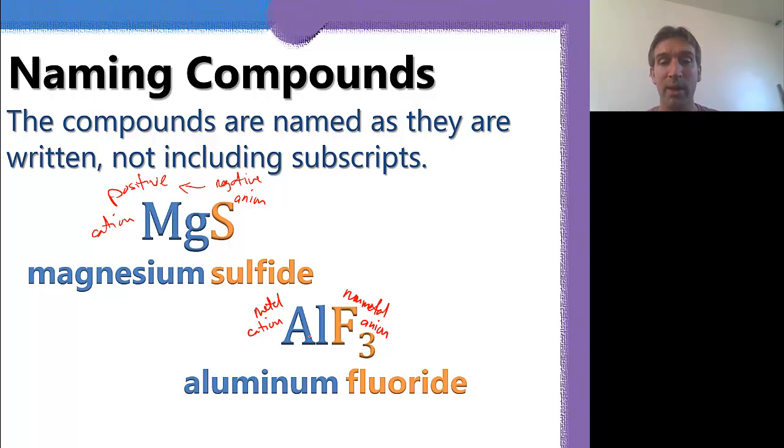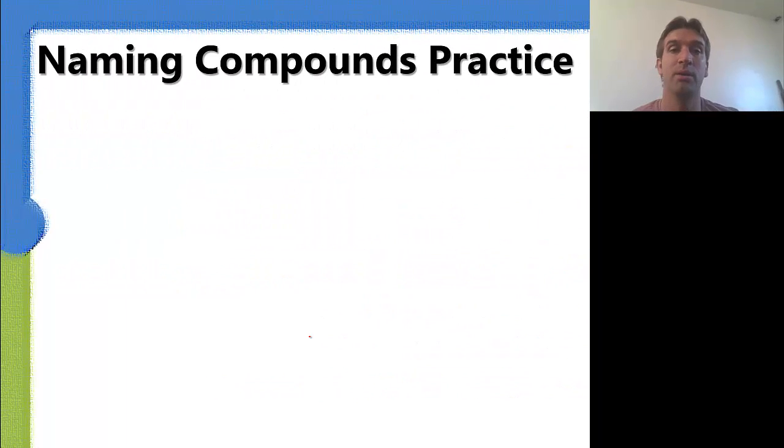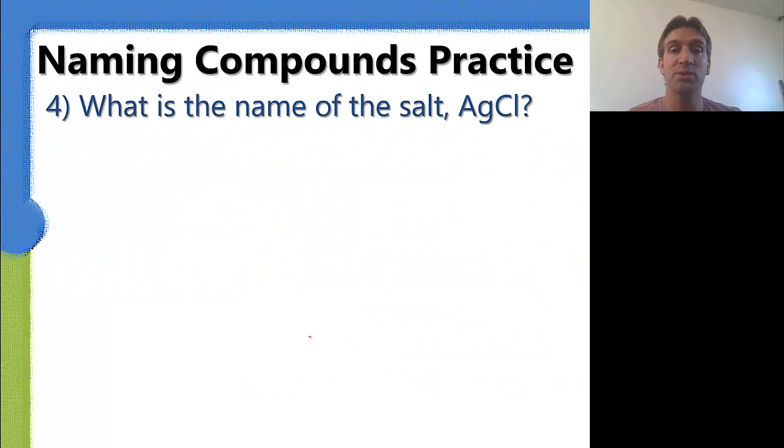If we get the idea here, just name the positive thing first, no modifications. Name the second as its ion form. So name the positive ion, name the negative ion, and you have your compound. So we'll practice some of these as well.